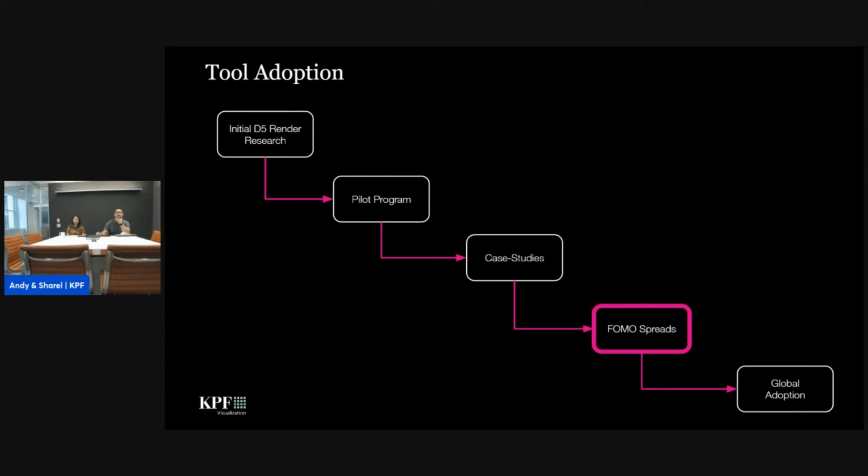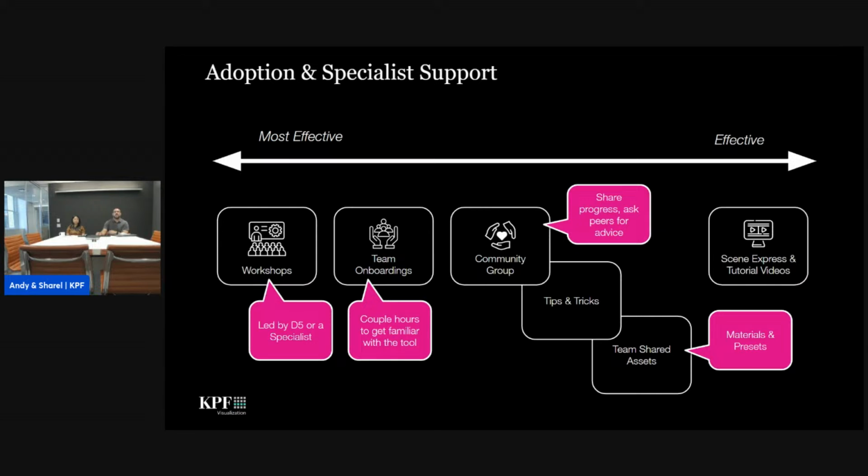So, if you're interested in how adoption works, what we found to be the most successful thing is running a lot of workshops. And some of these were led by Jeff and the D5 team, and some of them were led by us internally, just to show teams what can be done. We'll sit in a conference room for an hour or two, and we'll work through a project and get everyone familiar with the workflow.